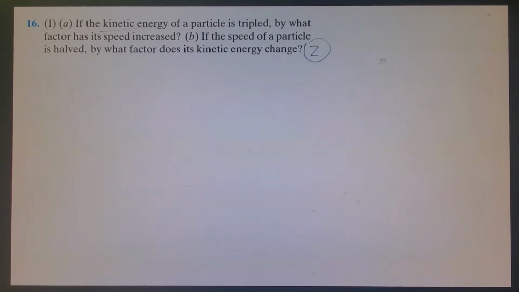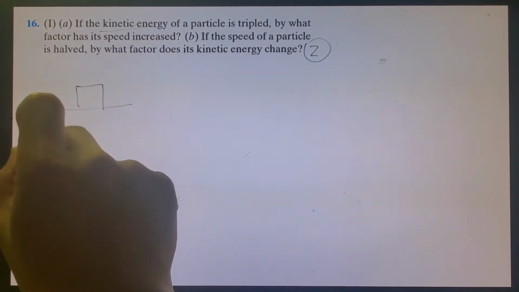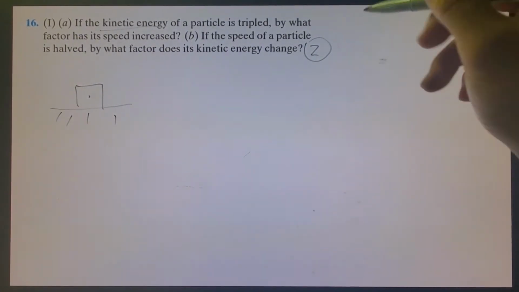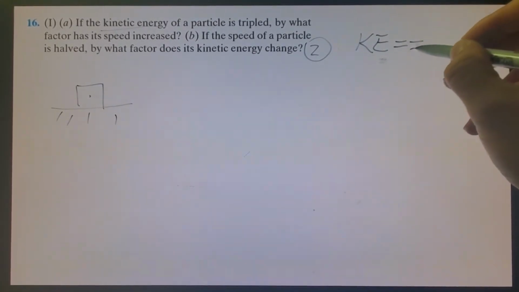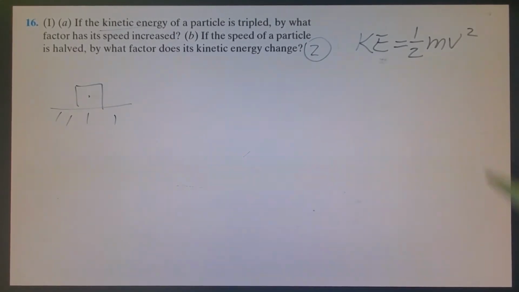Kinetic energy is the energy of a moving object. If the object is sitting at rest, then this object has no kinetic energy. And there is a magical formula for it. Kinetic energy is equal to half times m times v squared.